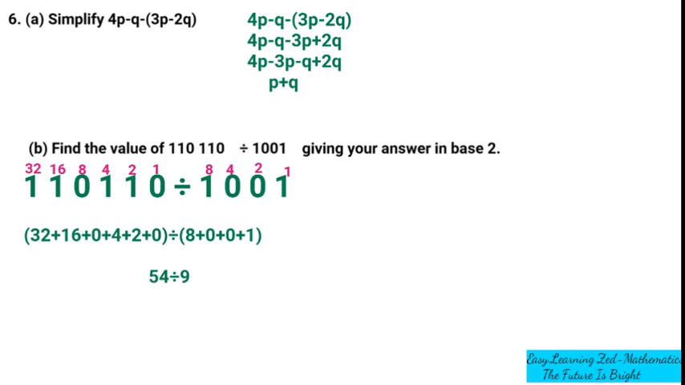So we're going to find the difference, which is the quotient, which is 54 divided by 9 will give us 6. Now we need to convert 6 into base 2 again. So we're going to use this. I'm going to draw the flame here. This is the flame I've drawn.